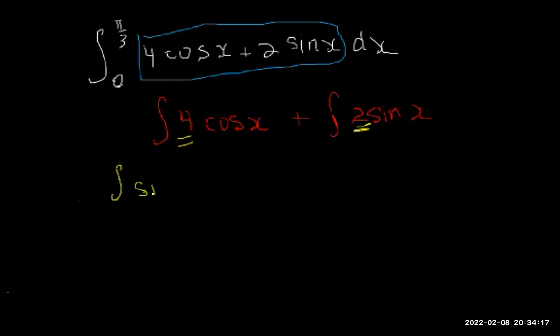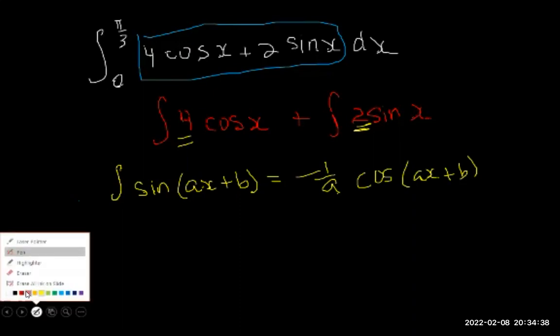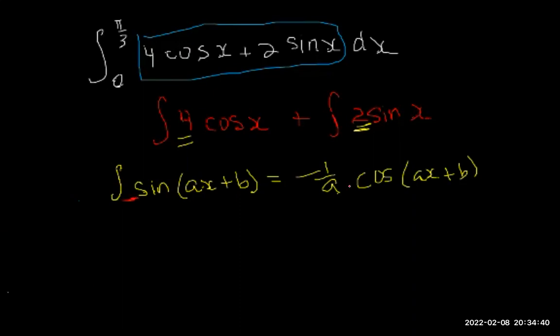I'm doing the one for sine, right? Sine ax plus c is going to be equal to minus 1 on a cos. If you look at this rule, there is no number in front of this here.